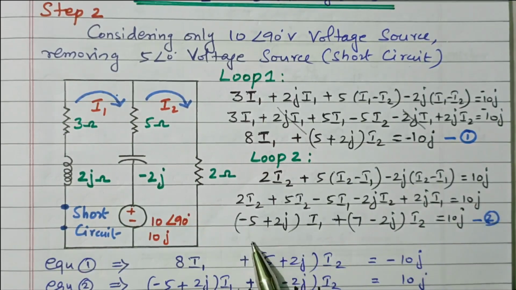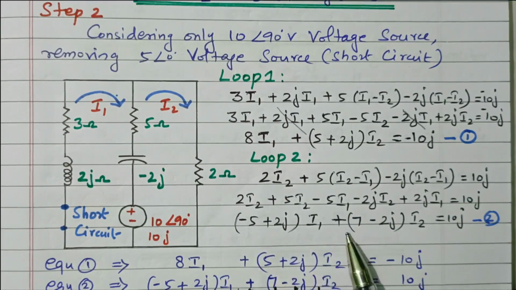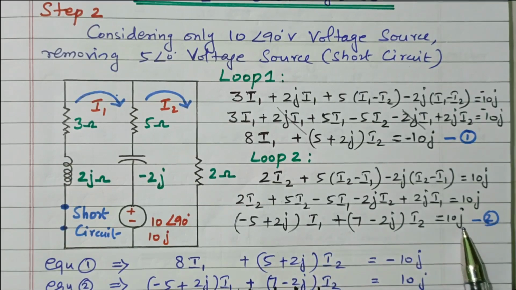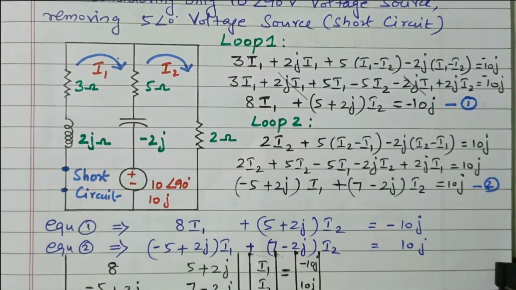Similarly, the capacitor, minus 2j into (I2 minus I1), equal to 10j. Right? After simplification, what we got? (Minus 5 plus 2j)I1 plus (7 minus 2j)I2 equal to 10j. This is equation number 2. Right? So now we can consolidate equations 1 and 2.